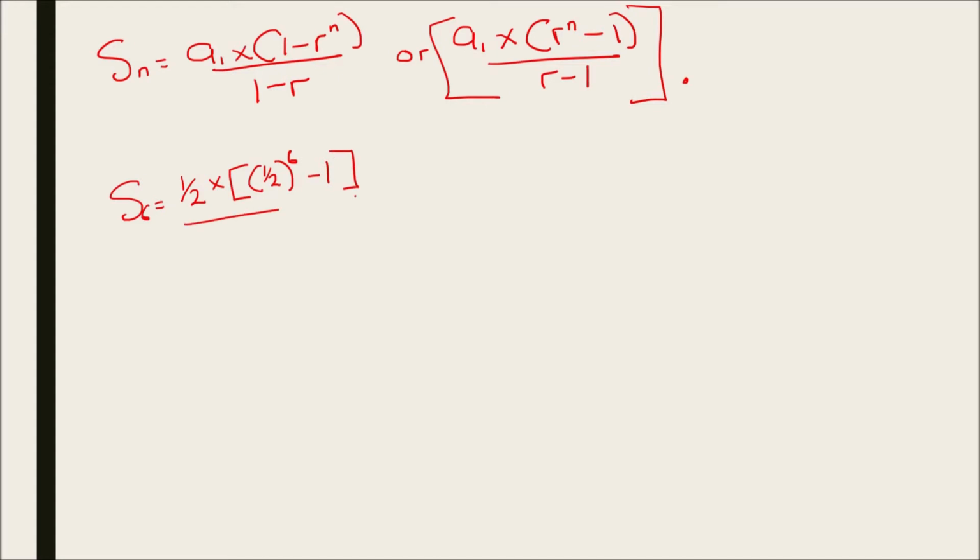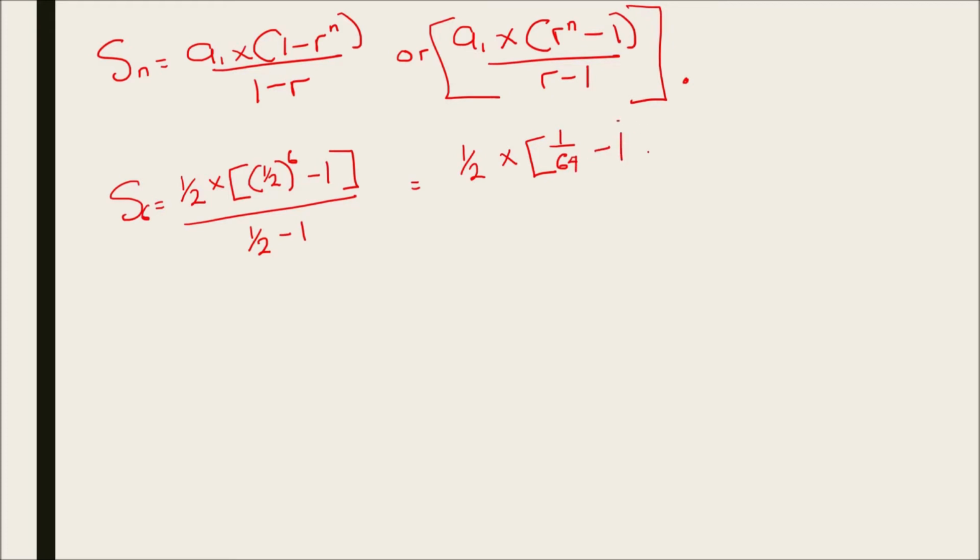Close the bracket, over 1 over 2 minus 1. Okay, now let's continue. I should have probably used the other one, but no problem. So we have 1 over 2 times, now what's 1 over 2 to the power 6? That should give me 1 over 64. So I put it here.